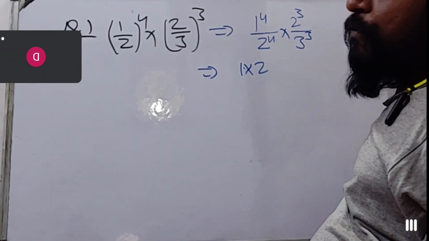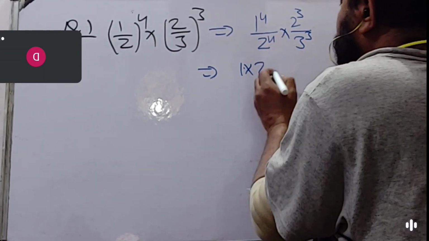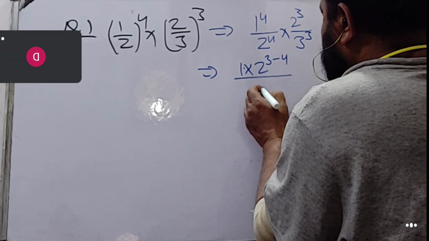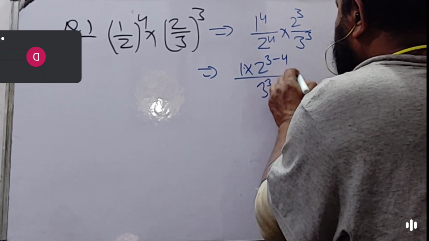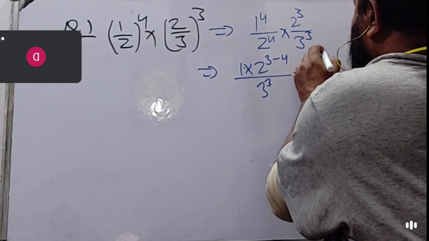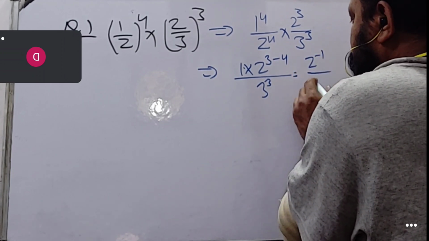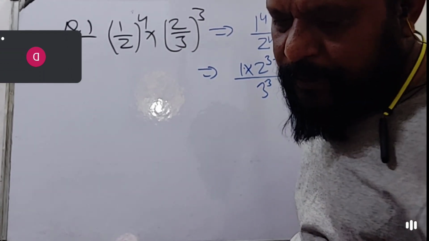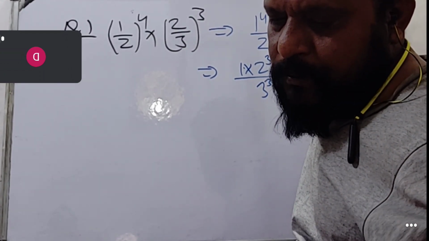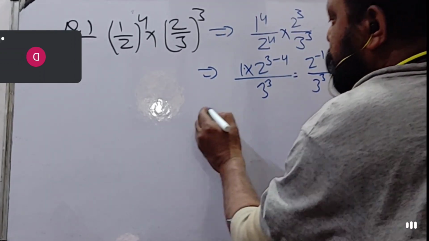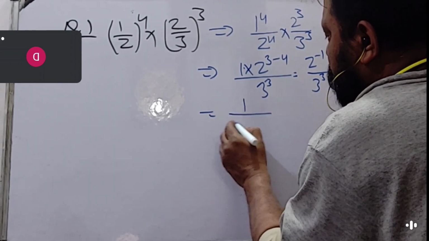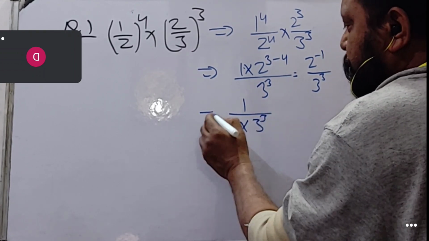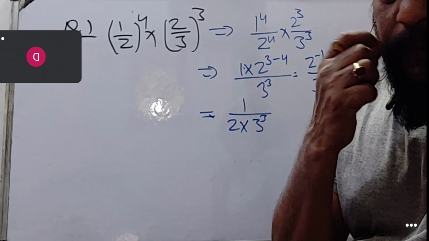1 raised to the power 4 is equal to 1, and 2 raised to the power 3 minus 4 upon 3 raised to the power 3. So it becomes 2 raised to the power minus 1 upon 3 raised to the power 3, right? So it becomes 1 upon 2 into 3 raised to the power 3. So this will be your solution, right?